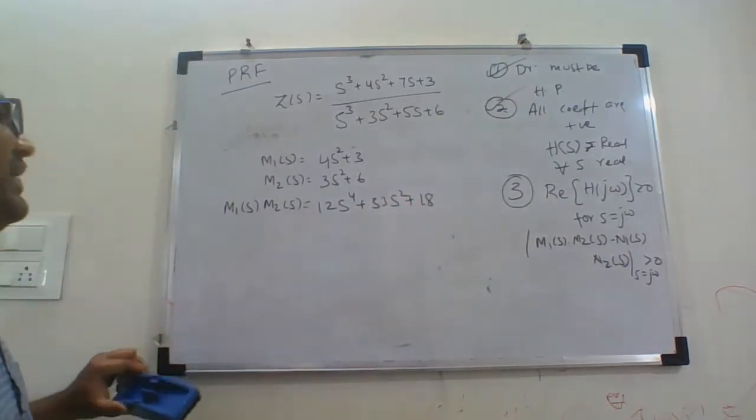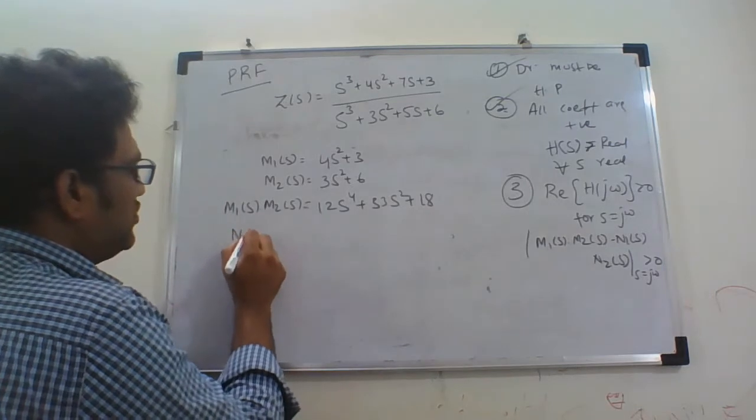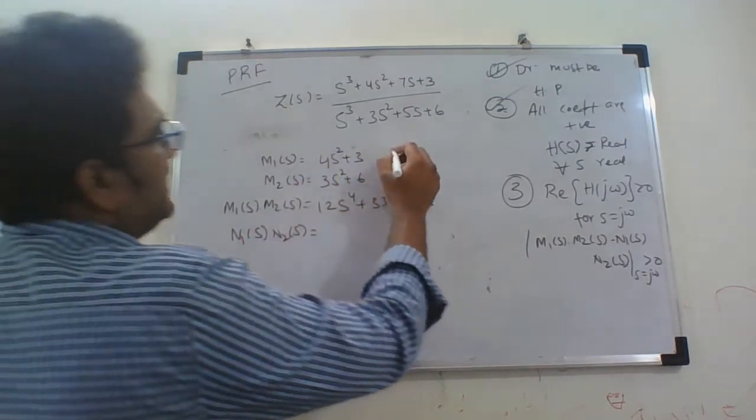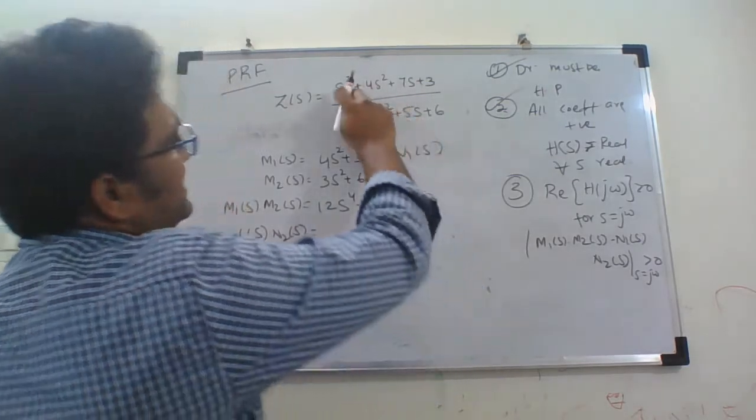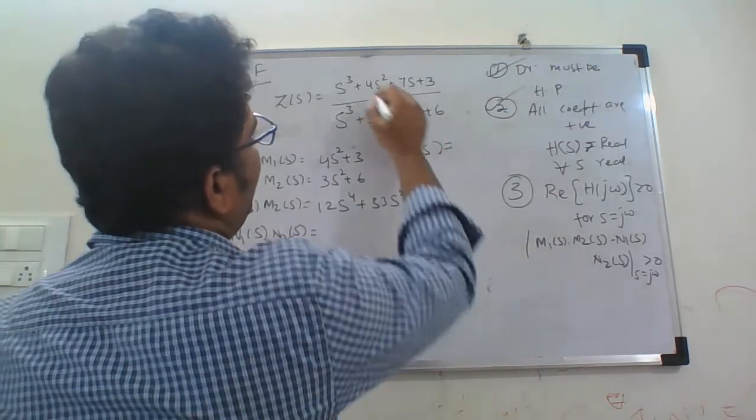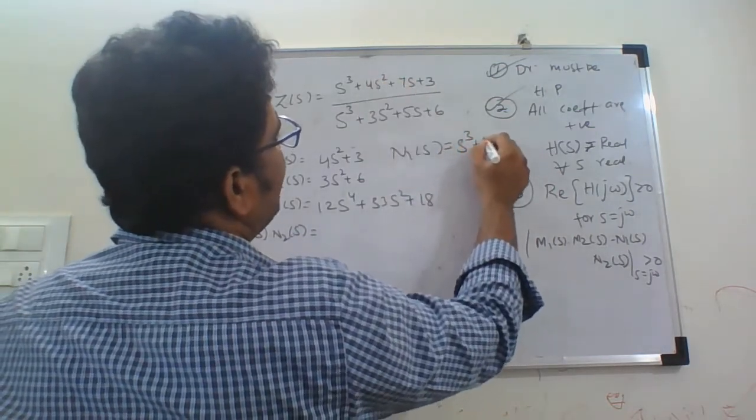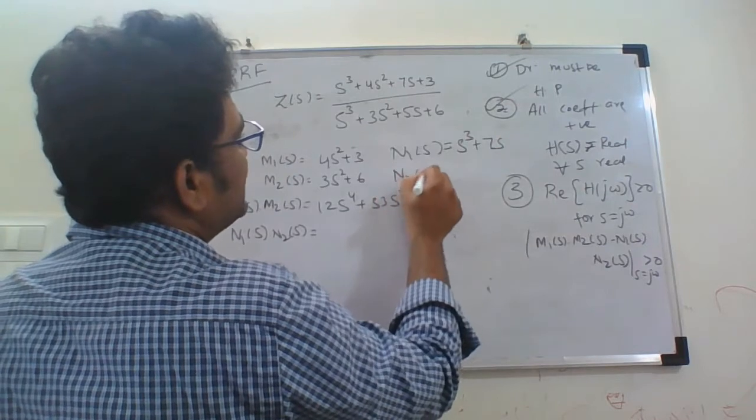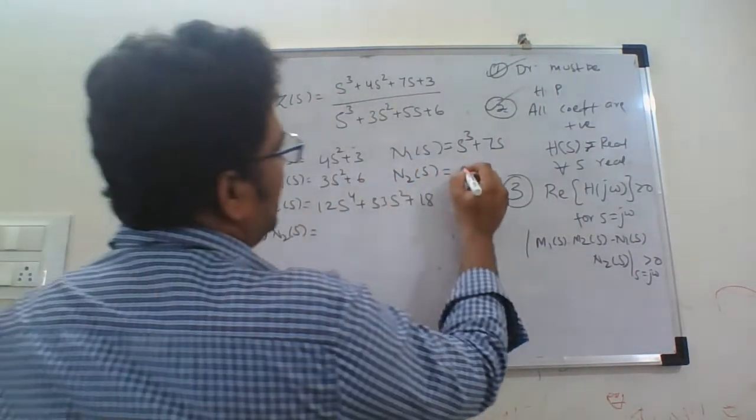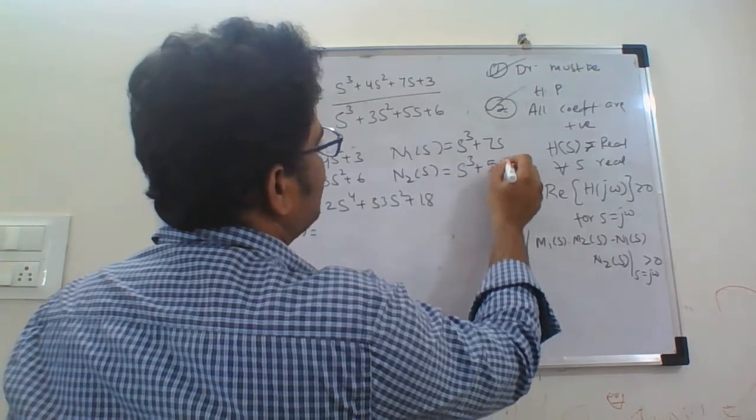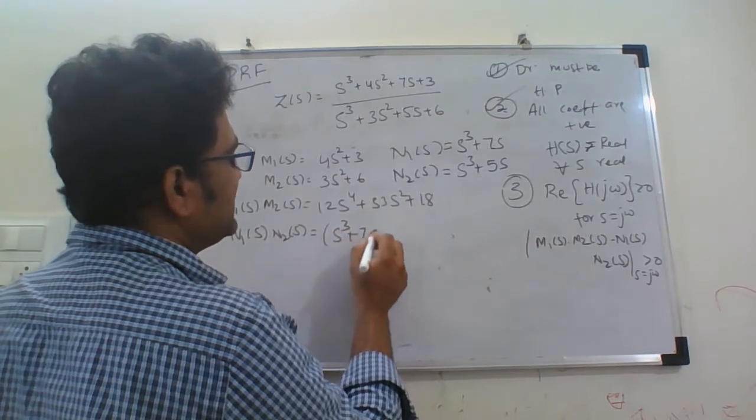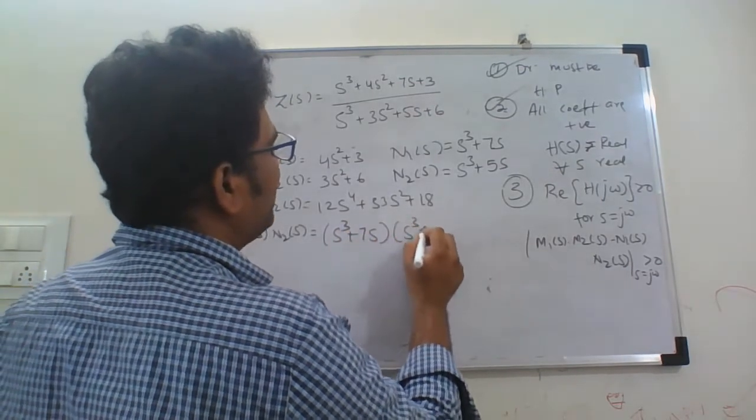Right. Now next, n1 of s into n2 of s. So what is n1 of s? n1 of s is the odd polynomial of the numerator, which is s cube plus 7s. What is n2 of s? It is the odd polynomial of the denominator, so that is s cube plus 5s. So when I multiply these two, s cube plus 7s into s cube plus 5s.